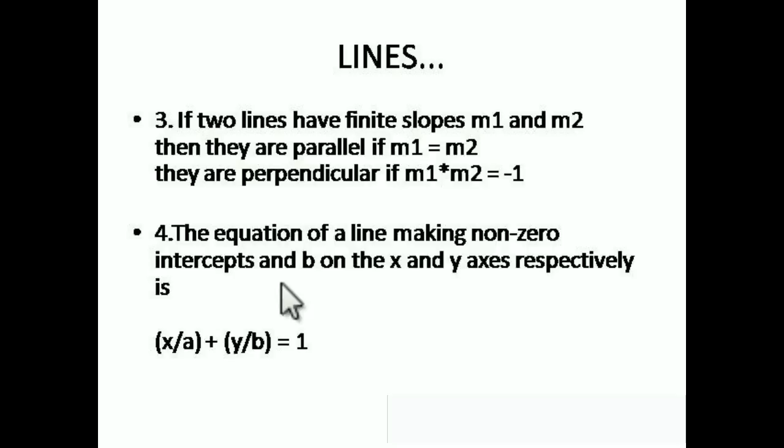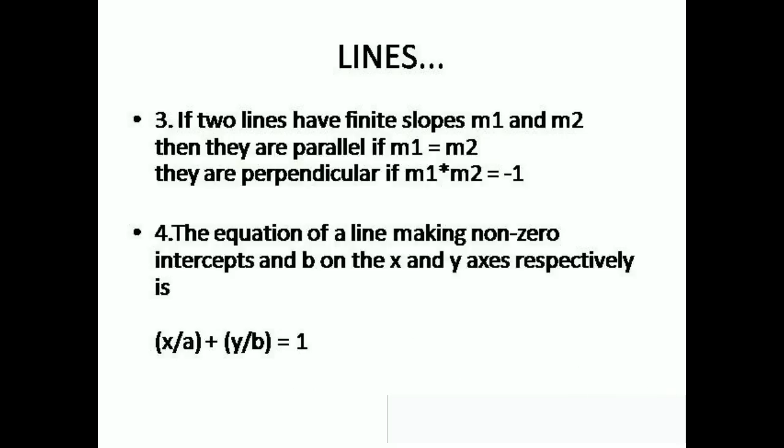This is also necessary. Now this formula is very important. I see some questions where you are directly given the intercepts a and b, that is the intercepts on the x-axis and y-axis, and you just need to find the equation. So by using this equation you can get that. The equation of the line making non-zero intercepts a and b on the x-axis and y-axis respectively is x by a plus y by b is equal to 1. Okay, if the intercepts are a and b on the x-axis and y-axis respectively, then the equation of the line is x by a plus y by b is equal to 1.